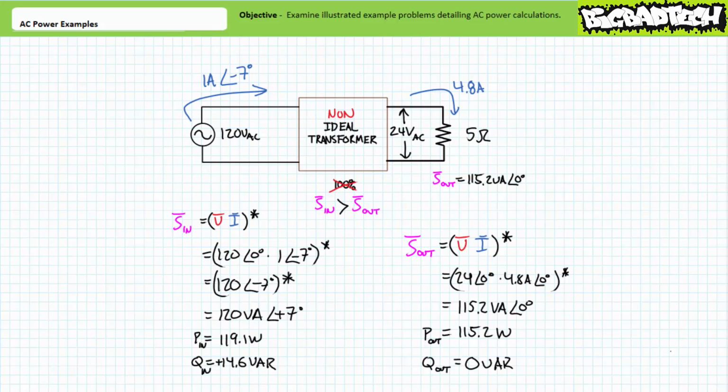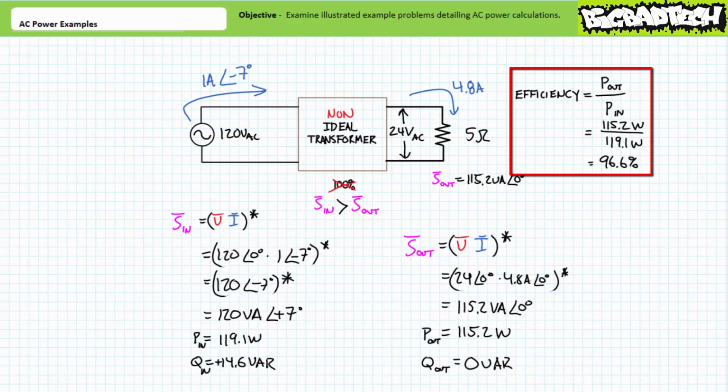How efficient is this transformer? Think about it. 115.2 watts of real power is being put to actual use. How much real power is it drawing from the source? You might rush to the assumption it's consuming 120 volts times 1 amp of power, but this is incorrect. We demonstrated that the transformer is in actuality consuming 119 watts of real power, of which 115.2 watts is passed on to be put to beneficial use. Only a measly 3.6 watts is considered a loss. In this case, the transformer is not 100%, but rather 115.2 over 119.1, or 96.6% efficient.